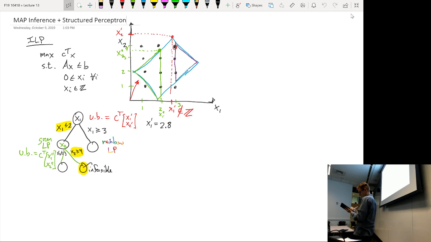Because for this one, when x1 is less than or equal to 2, there does not exist any point with x2 greater than or equal to 4 that is in the feasible region.